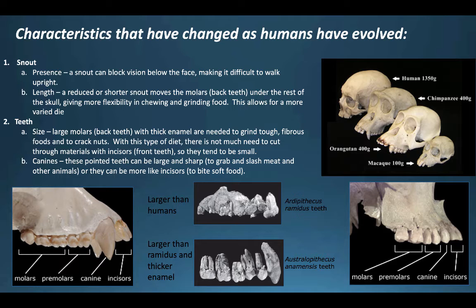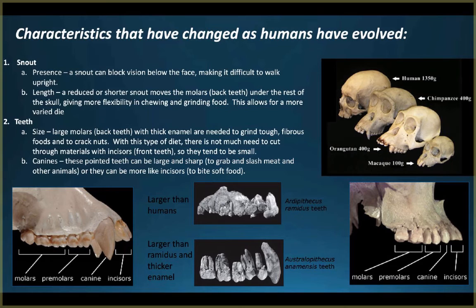We're so used to just thinking of a snout on a pig or something. But you can look at this area up here, and you can see that it protrudes out. As humans developed, it becomes more vertical. Snouts can have an issue because they can help to block vision below the face, making it difficult to walk upright. If you are walking on all fours, this is not a problem. But once you start walking upright, having a really large snout will make you more likely to fall and to trip.